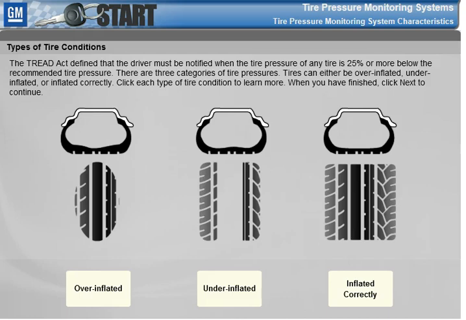There are 3 categories of tire pressures. Tires can either be overinflated, underinflated, or inflated correctly. Click each type of tire condition to learn more. When you have finished, click Next to continue.